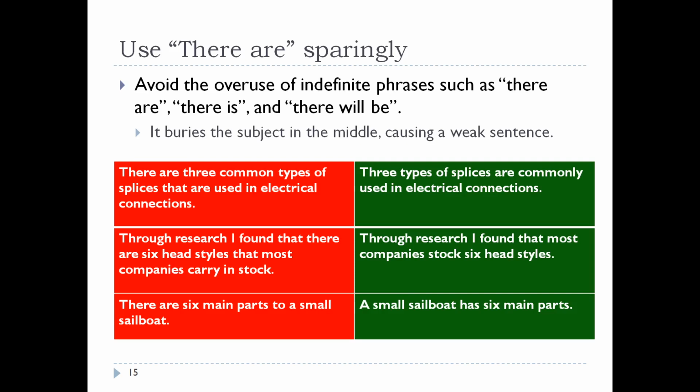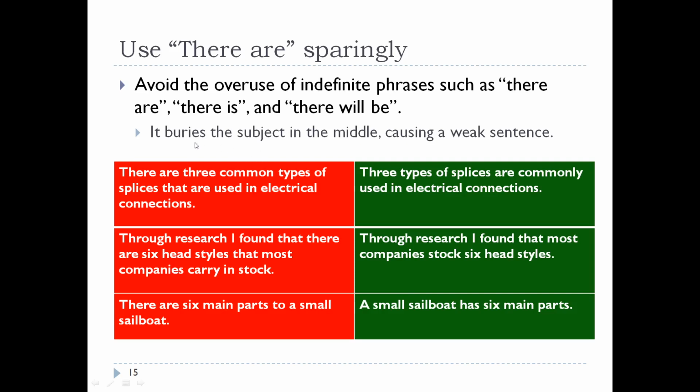The next thing that you should avoid is the use of "there are." If you want to use it, you should use it sparingly, that is, very rarely. So avoid the overuse of indefinite phrases such as there are, there is, there will be. Why should you avoid it? Because it pushes the subject into the middle of the sentence, making the sentence a weak sentence.